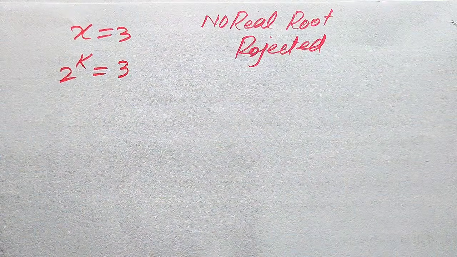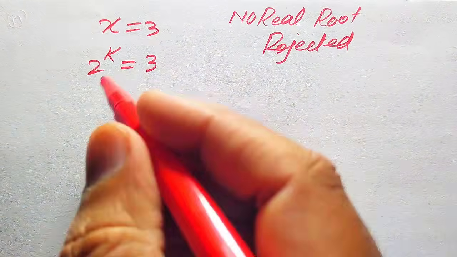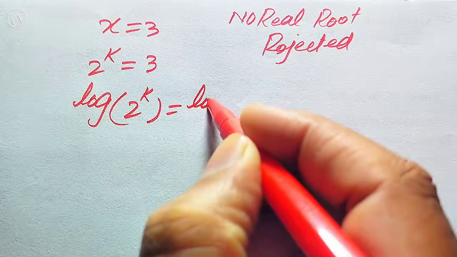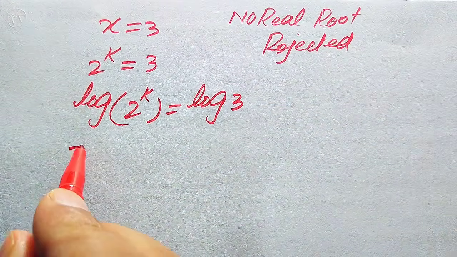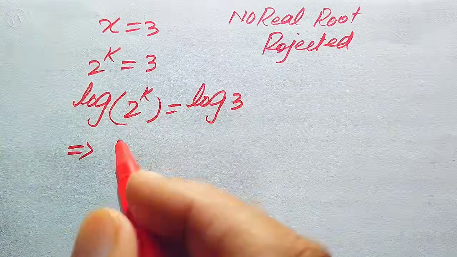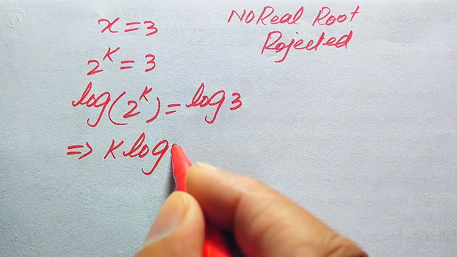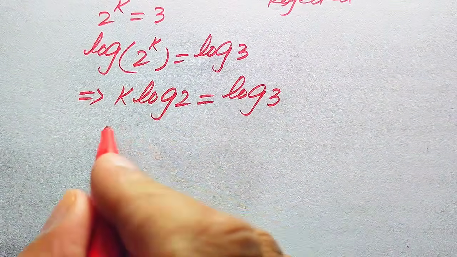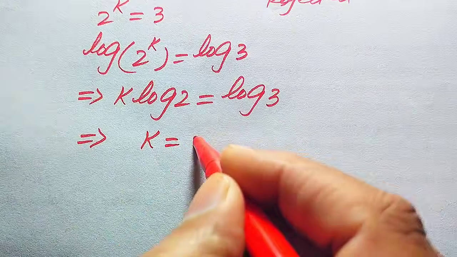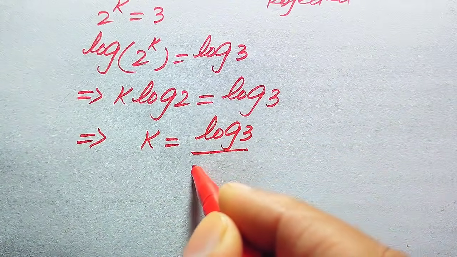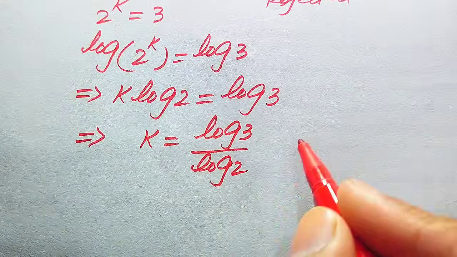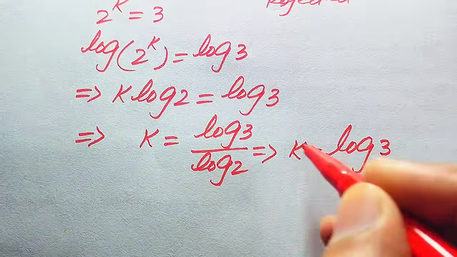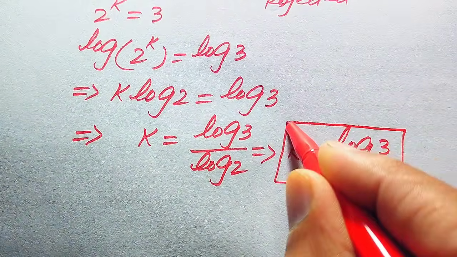Here we need to find the value of k, so we take the log on both sides, and it will be written as log of 2 to the power of k is equal to log of 3. In the next step we move the exponent k to the front of the log, and it becomes k times log 2 is equal to log of 3. Further we move log of 2 to the right hand side, and it becomes k equals log of 3 divided by log of 2. Finally, this implies that k is equal to log of 3 with base 2. So this is the final real value of k, and this is the final answer.